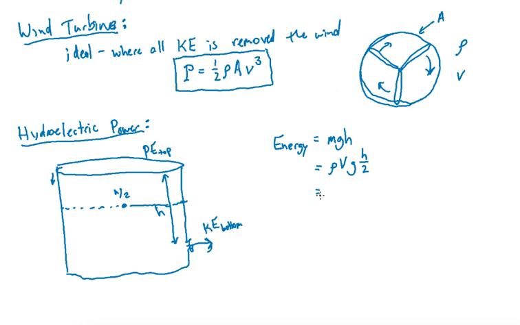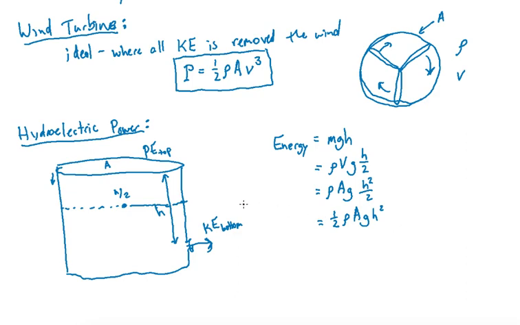The volume can be replaced by the area, the surface area at the top, times that height. That would be your volume. So A times g, and then if I take that height and combine it with the other one, then we have h squared over 2. And do a little rearranging, and you get a more useful form of this: density of the water, A, g, h squared over 2.